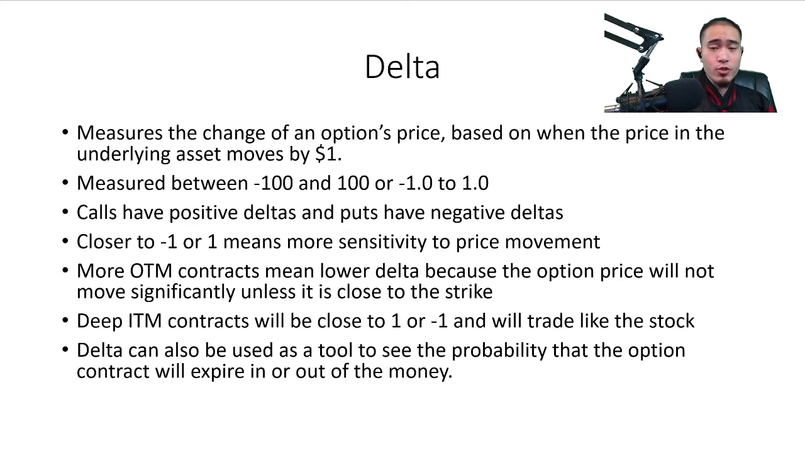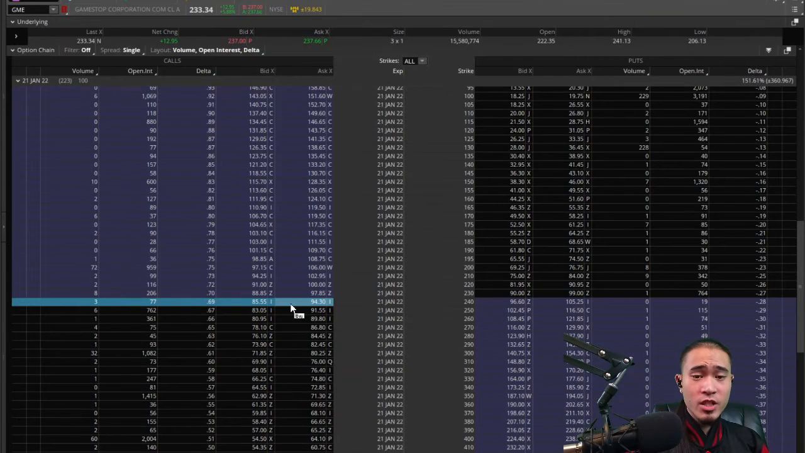And here's a cool little trick I like to use. Delta can also be used as a tool to see the probability that the options contract will expire in or out of the money. So for example, we can see here the GME call option for January 21st, 2022 at the $240 strike price is currently trading for $9,430. And we see it has a delta of 0.69 or 69%.